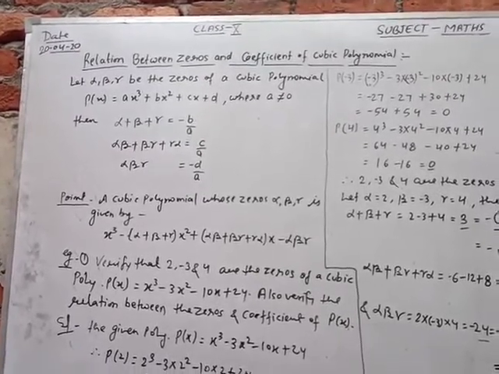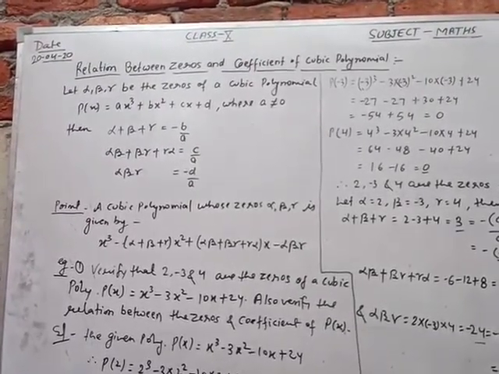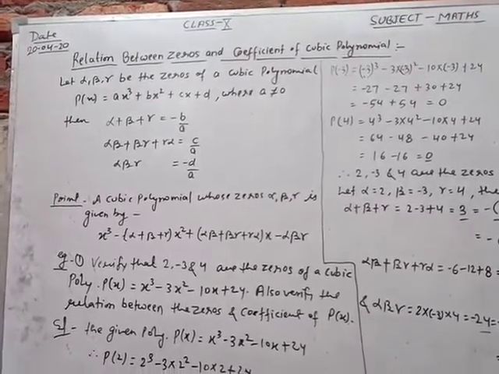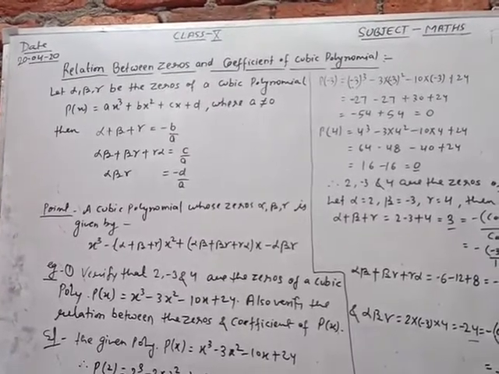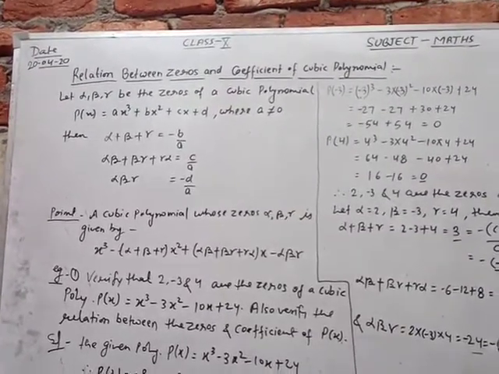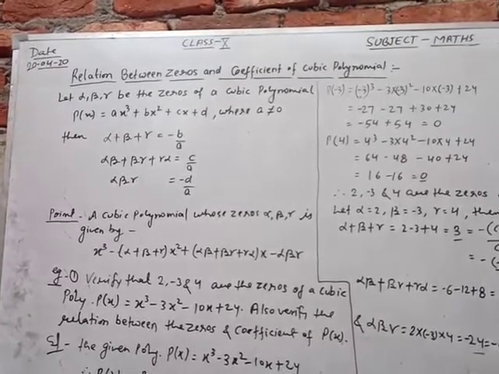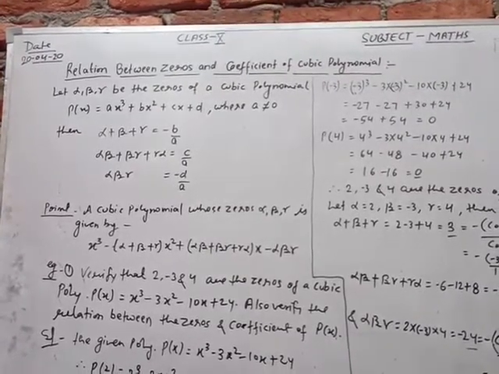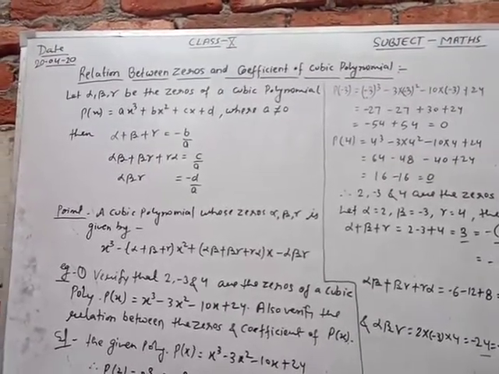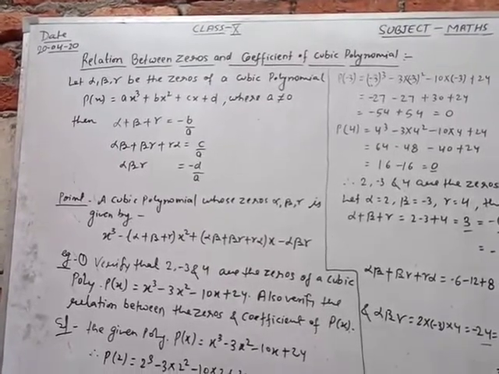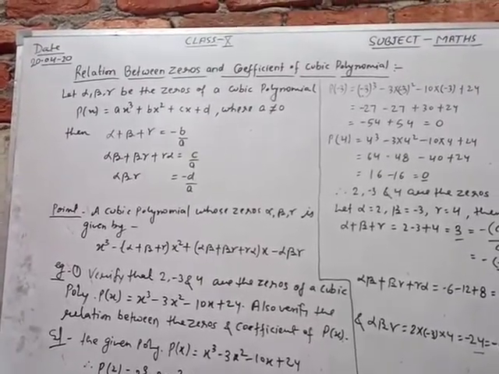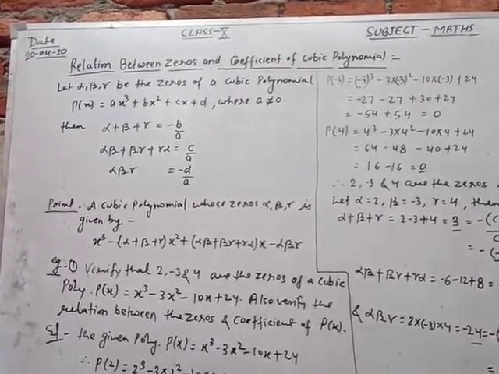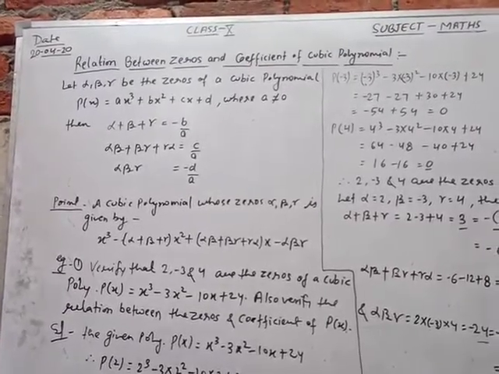Students, in today's lecture, firstly we suppose let alpha, beta, gamma are the zeros of cubic polynomial. The degree of cubic polynomial is what? 3. So there are 3 zeros for cubic polynomial. So firstly we let alpha, beta and gamma are the zeros of cubic polynomial, and then we have to suppose the equation of cubic polynomial p(x) equals ax cube plus bx square plus cx plus d, where a is not equal to 0.